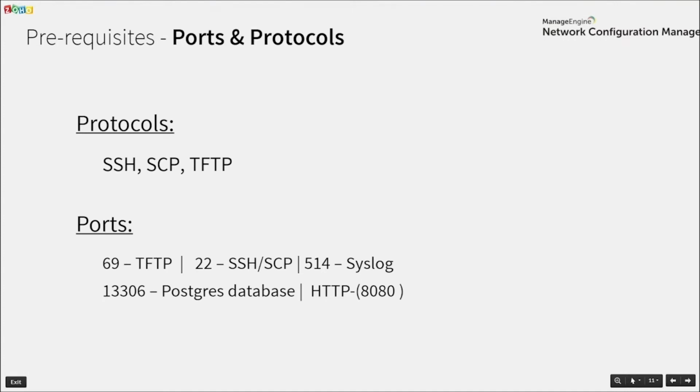The ports and protocols that have to be made available for NCM are the SSH, SCP, and TFTP protocols. And the ports are 69 for TFTP, 22 for SSH and SCP, 514 for syslog, 13306 for the Postgres database, and 8080 for HTTP. So regardless of how many devices you have in your network that you want to manage using Network Configuration Manager, you'll have to make all of these ports and protocols available.